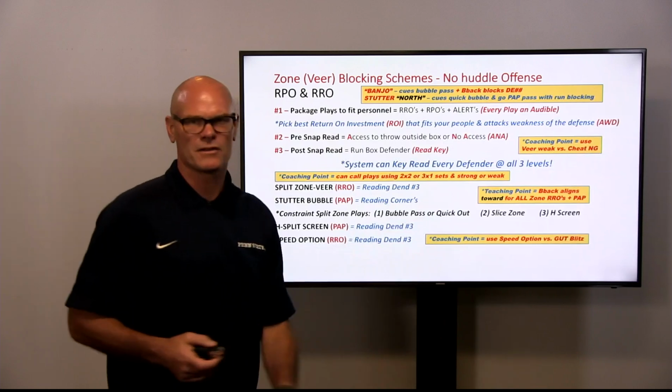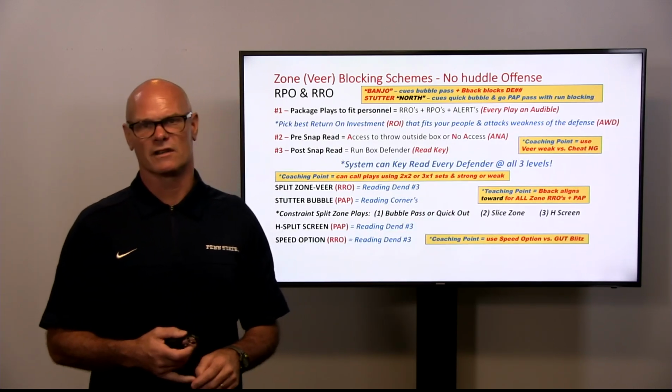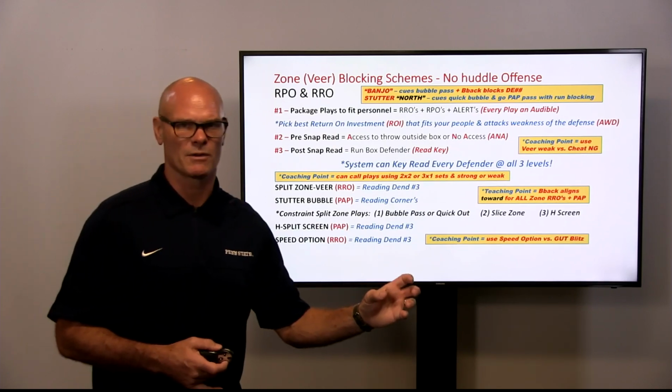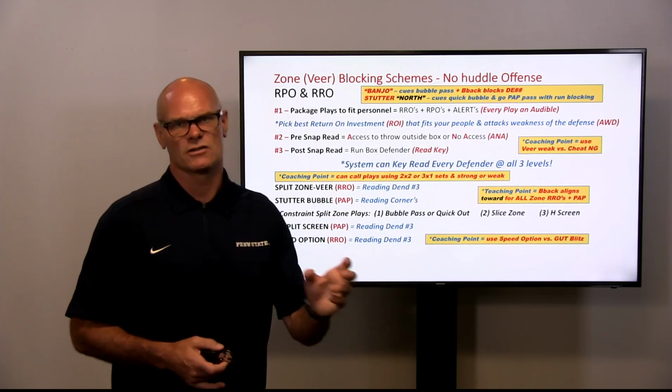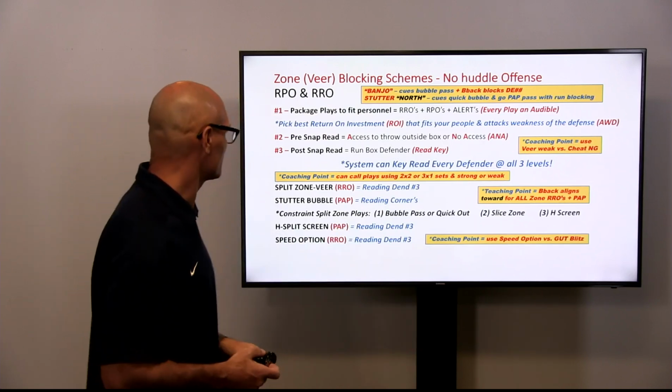The neat thing about the system is you can read all levels, level 1 being a defensive lineman, typically a defensive end that we'll talk about in this series, to second level, which are linebackers, and then third level, safeties and corners, secondary people.